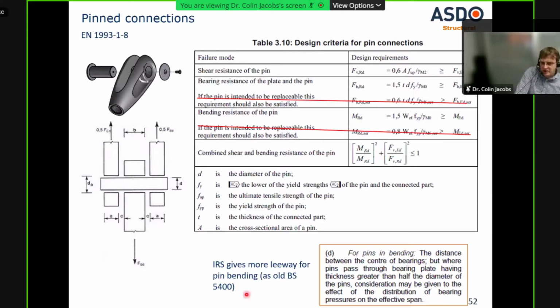Interestingly, the IRS does give you a bit more leeway for bending, as it allows you to distribute the bearing on the span, which gives you a far better design for the pin. That's very similar to what the old BS 5400 used to do, and we ourselves also use that kind of methodology in our pin design.